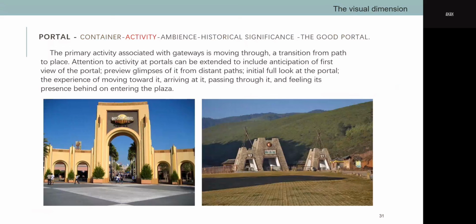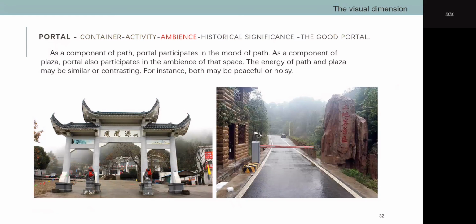Attention to activity at the portals can be extended to include the anticipation of first view of a portal, a preview glimpse of it from distant paths, the initial full look at the portal, the experience of moving toward it, of arriving at it, passing through, and feeling its presence behind on entering the plaza.